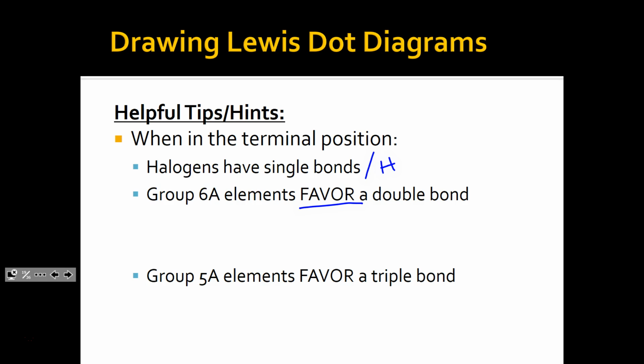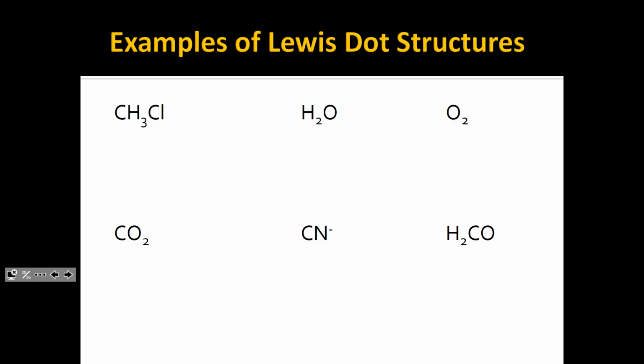And then group 5A elements, nitrogen, phosphorus, they're going to favor a triple bond. Once again, the key word there is favor. It doesn't necessarily mean that there is a triple bond. So just some helpful tips and hints to keep in mind. But without further ado, let's get into some examples.